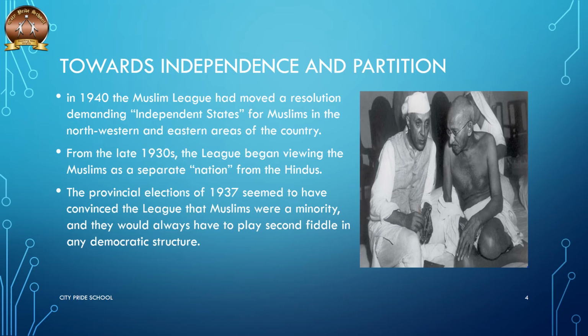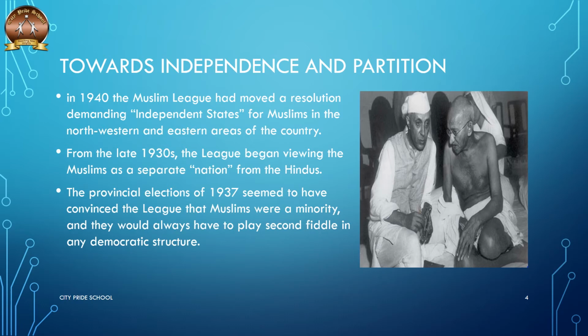Now this demand maybe didn't mention partition or Pakistan. But now the question was, why did the League demand independent states for Muslims? Or why were they asking for an autonomous arrangement for the Muslims of the subcontinent?